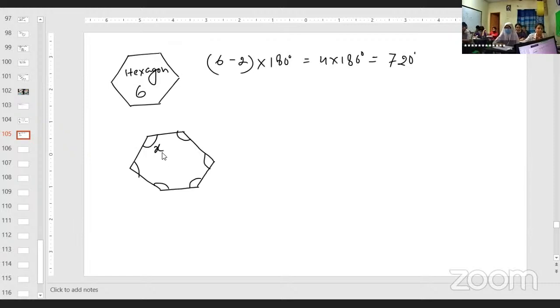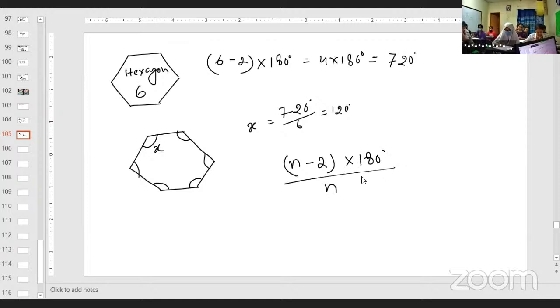So if the value of each angle is x, then 6x is 720, and if you want to find x, you can write down 720 divided by 6, that is 120 degrees, right? If we're asked what's the value of each of the angles of any uniform hexagon, the answer is 120 degrees. In that case, all the angles will be equal. But what will be the formula for any uniform polygon? That is the sum of the total angles divided by the number of angles.